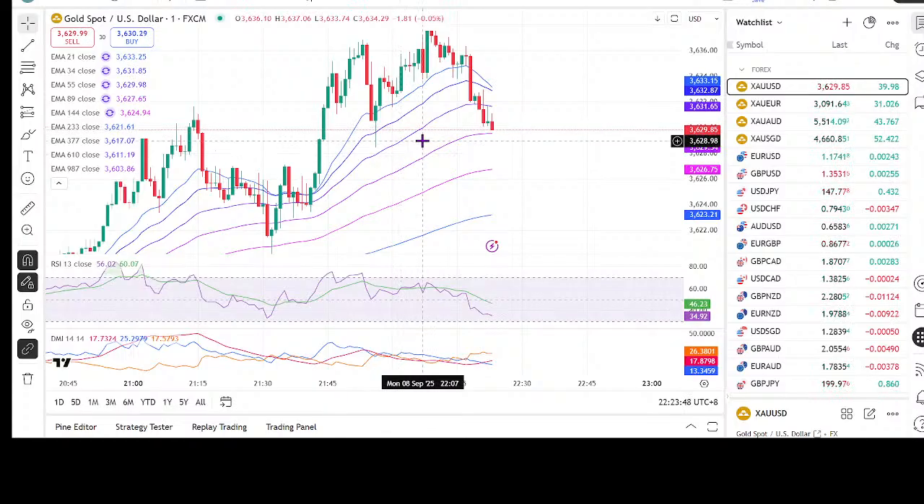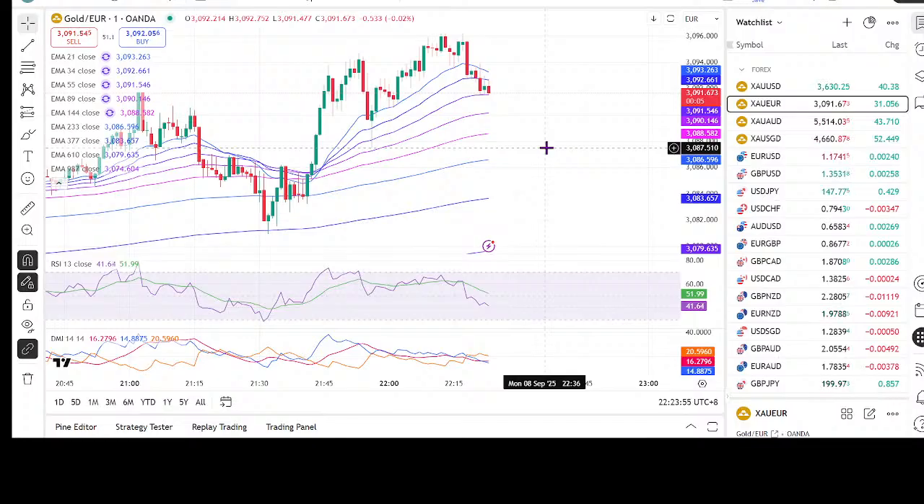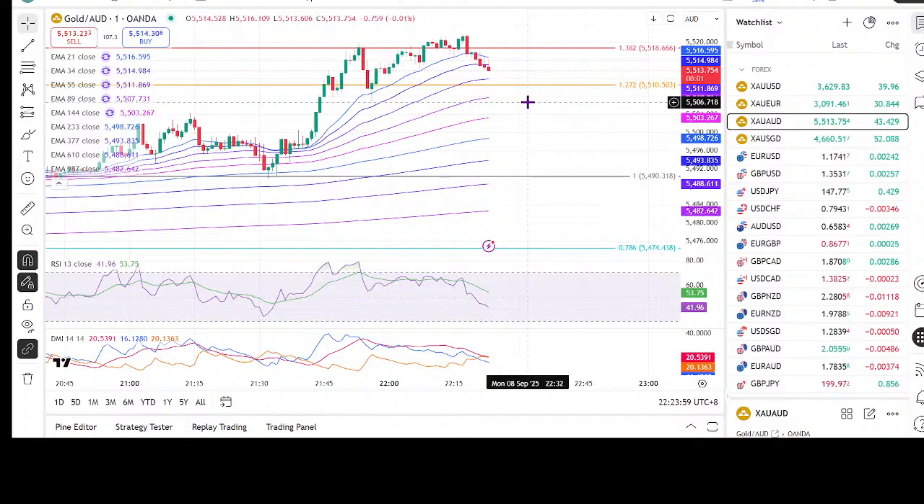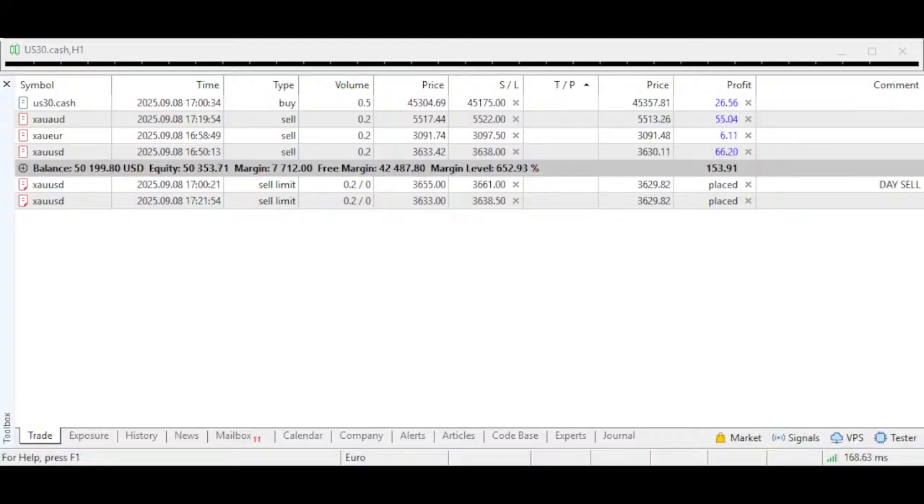So we got to see 28 break on the gold US. We got to see 87 break on the gold euro. We got to see 5506 break on the gold Aussie. So all this must happen. Then we can be in the safe zone, and we can be pretty sure that this is going to give us a good profit.